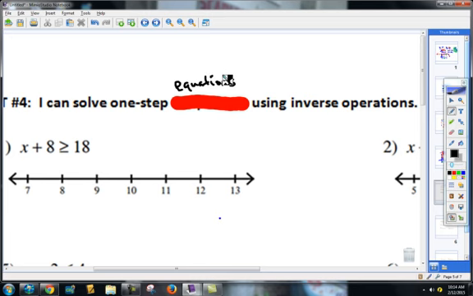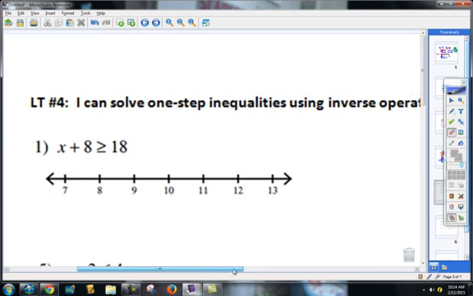Now, I don't want you to cross off inequalities. Sorry, I'm just showing you that I'm proving something. Learning target number 1 and number 4 are the exact same thing, except we're not doing equations anymore. We're doing inequalities. But why I tell you that is because the process is exactly the same. So if you know how to solve equations, then guess what? You can solve inequalities very easily. Okay? So, here we go.